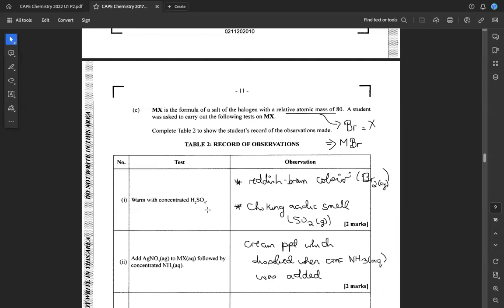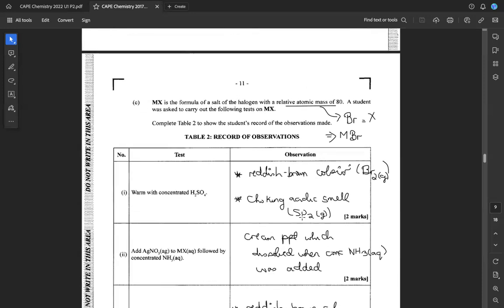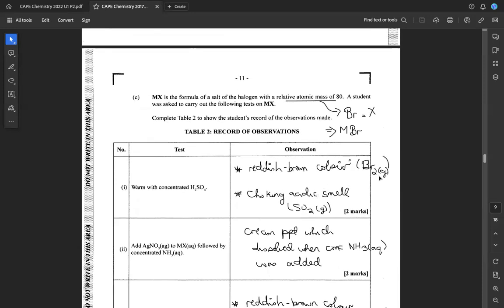That's going to get reduced to SO2 gas. And so we'll smell that choking acidic smell, which corresponds to the reduction of the sulfur from the +6 oxidation state here to +4 where it's in sulfur dioxide, right? So we would know that that's what's going to happen in this case based on our knowledge as to how halides react with sulfuric acid.